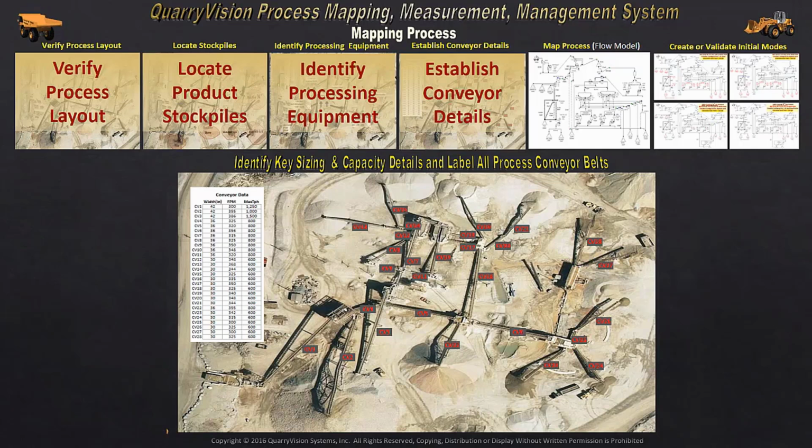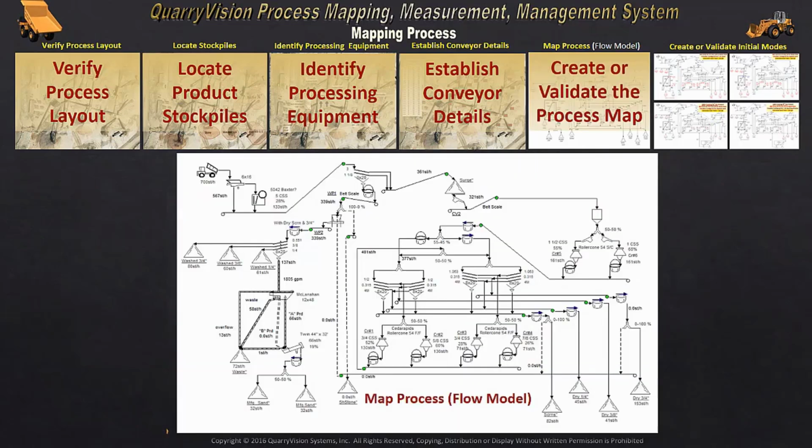With that information, we create, or validate, if one is already created, a process flow model indicating type, size and location of equipment, along with process flow and equipment configuration options, that could affect plant capacity and key product yield.